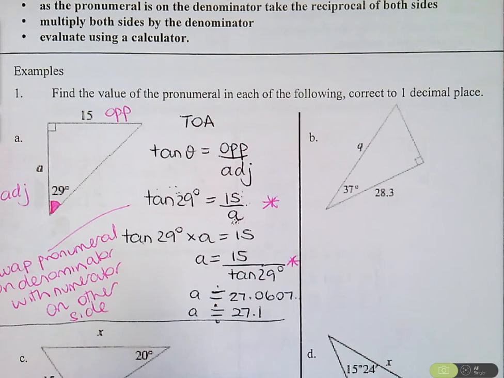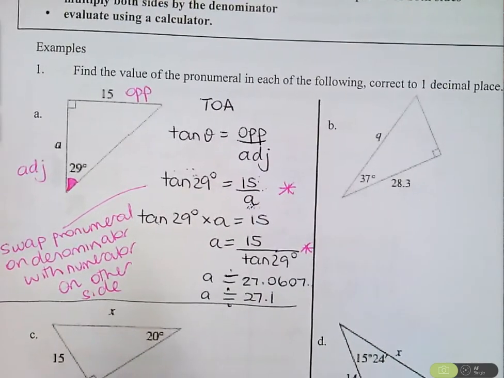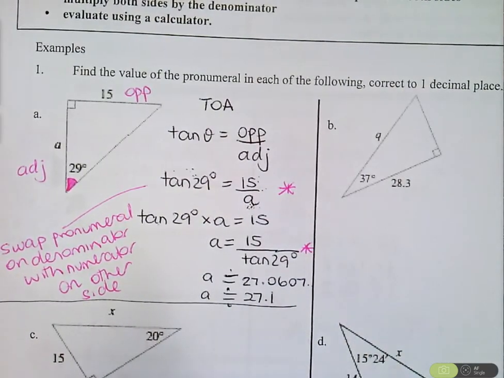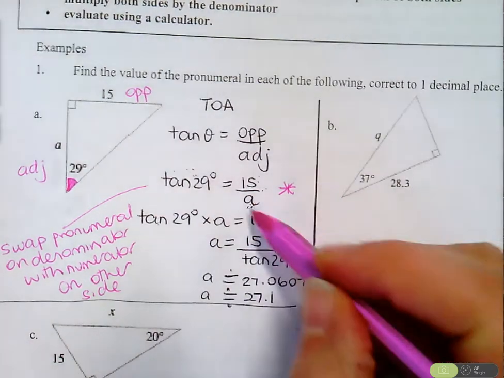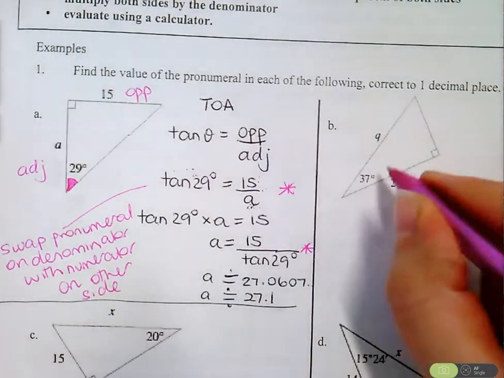I mean, you can take the long way round, but once you've been doing it for a while, you'll feel comfortable doing that. So swap the pronumeral on the denominator with the numerator on the other side. It's like cross multiplying. You're doing half across multiply, half across multiply in a way. All right? Okay, with the next one, just label them.